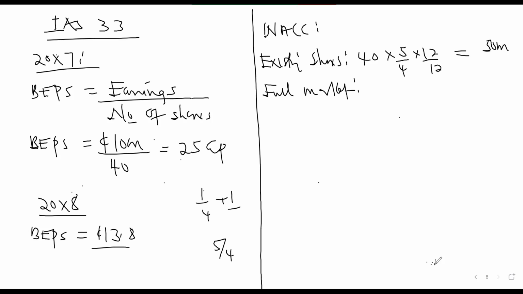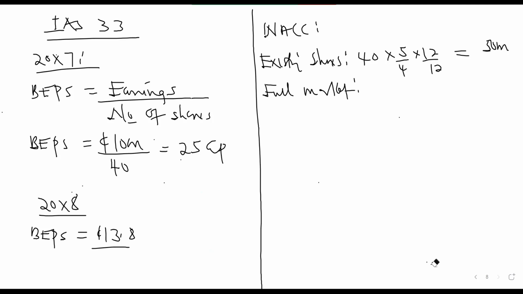Okay. Let's come to the full market value. What will be the bonus issue on the full market value? It will be 1 over 4 times 8. That will give us what? How much? What will be the bonus issue shares on the full market value? 2 million, isn't it? And if you add the 2 million to the 8 million, what are we having? 10 million.